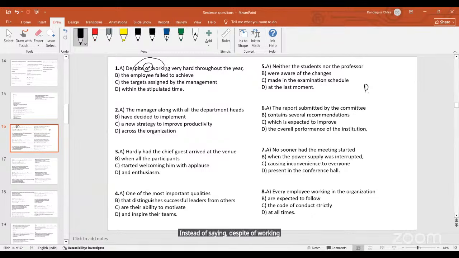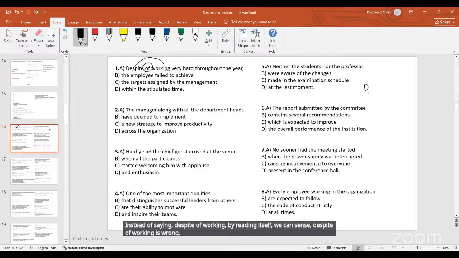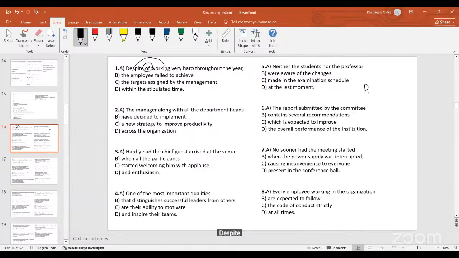By reading itself, we can sense. Despite of working is wrong. Despite working very hard will be right. You can also use in spite of working very hard. Both are right. So simply of is the excessive word. So option A is correct.